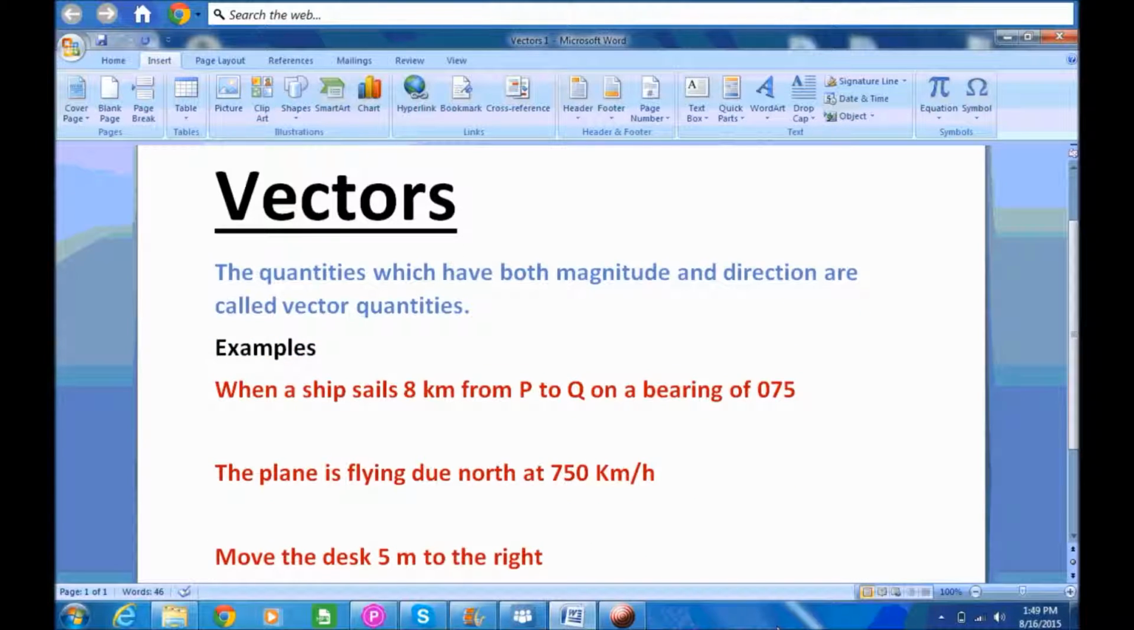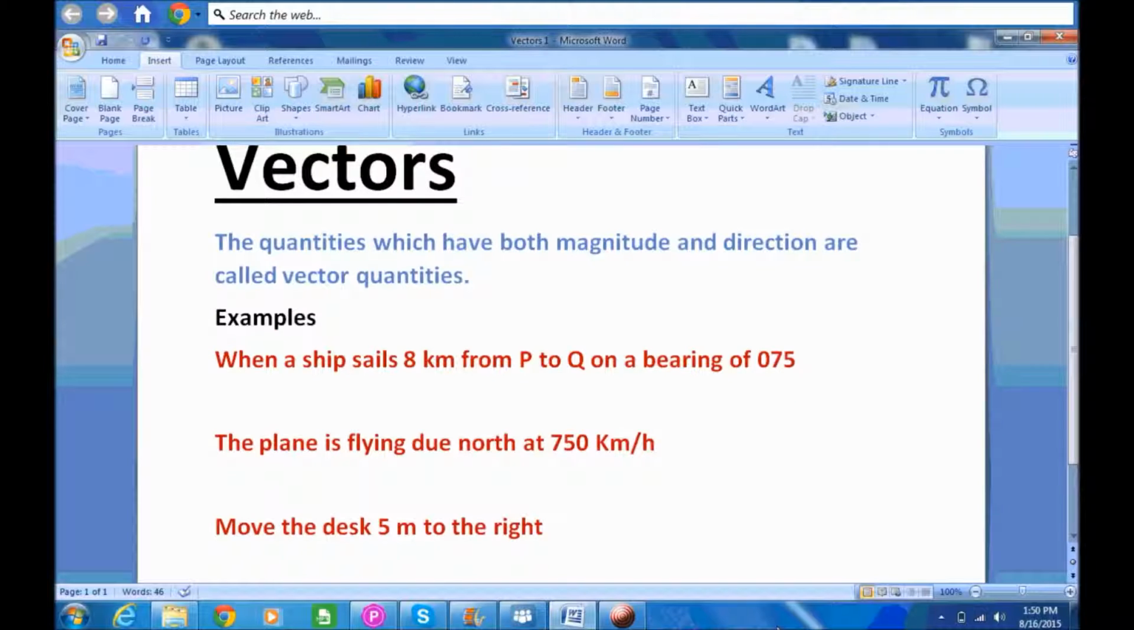The second example: the plane is flying due north at 750 kilometers per hour. Here, 750 kilometers per hour is the magnitude and due north is the direction. So this is also an example of a vector quantity. The third one: move the desk 5 meters to the right. 5 meters is the magnitude, to the right is the direction.